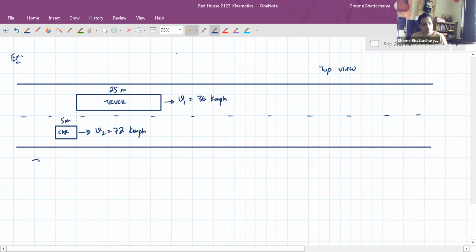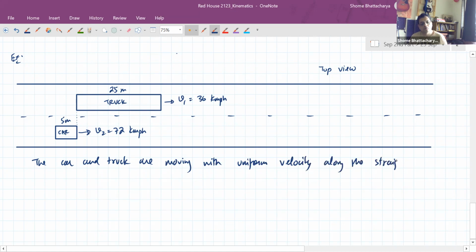Okay. So the car and truck are moving with uniform velocity along the straight road as shown. So this is the situation at t equal to 0.